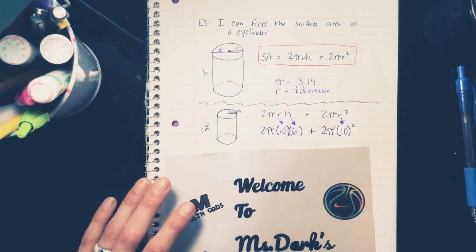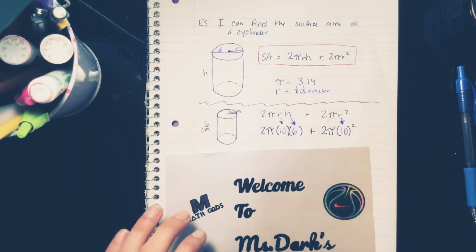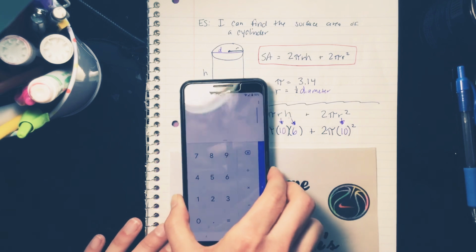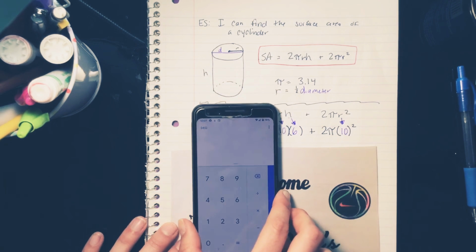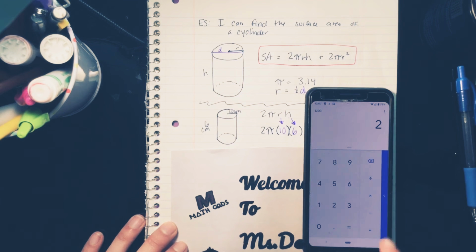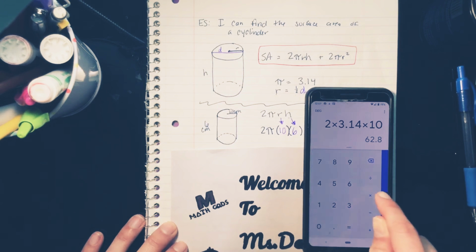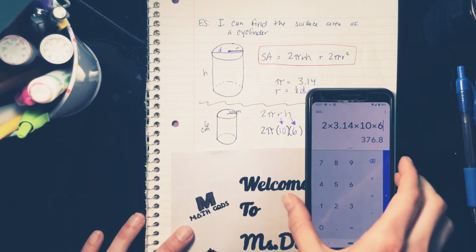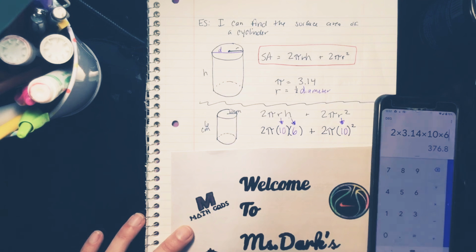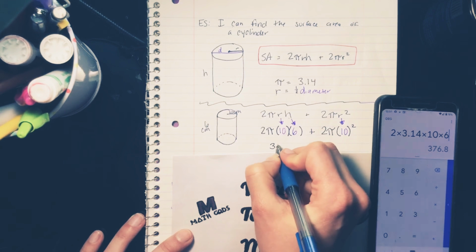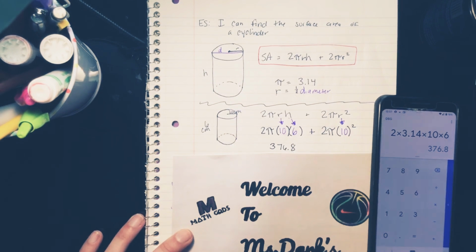When we're plugging it in, you can either go to your handy-dandy calculator or you can do it by hand. If I go to my calculator, I'm going to go to part 1, and I'm going to type in 2 times 3.14 times 10 times 6. And that is going to give me 376.8. I can put that right here for my formula.